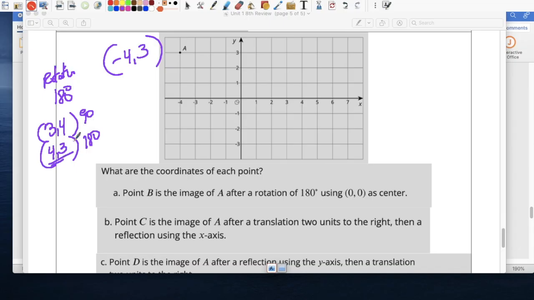But in which quadrant? Remember, every 90 degrees, this point travels one quadrant. So it's going to go one quadrant over and another quadrant. So it's going to land in quadrant 4. And in quadrant 4, the first number is positive, the second one is negative. So in quadrant 4, -4 and 3 is going to be 4, -3.